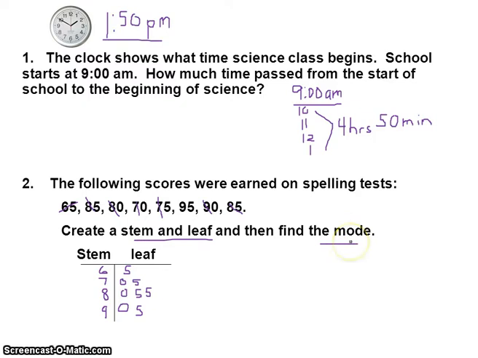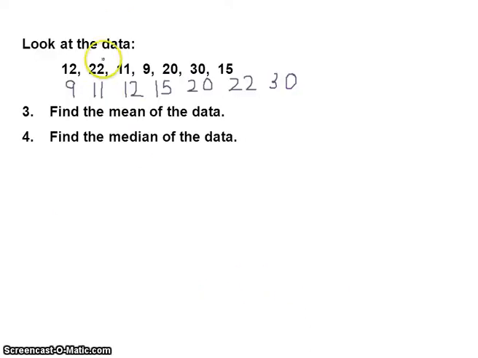The mode is the number that appears the most. Remember, mode, most. I see all these 5s, but remember that they're with different stems, so they're different numbers. But I do see 2 5s here in the 8 stem, so my mode is 85 because 85 appears twice.